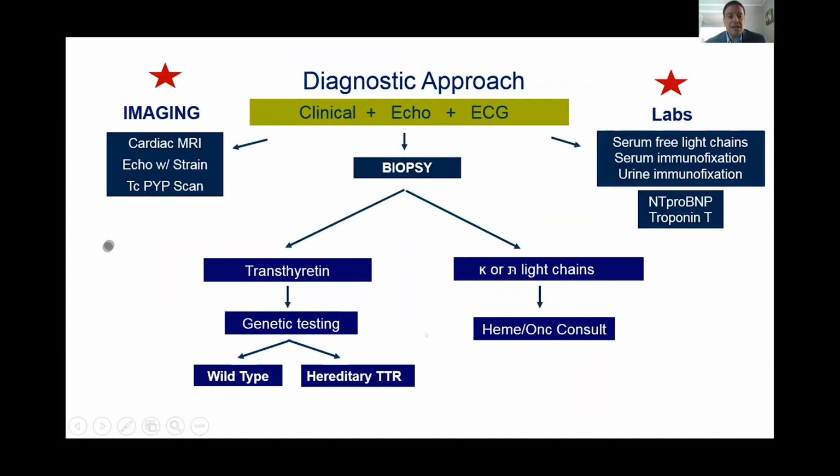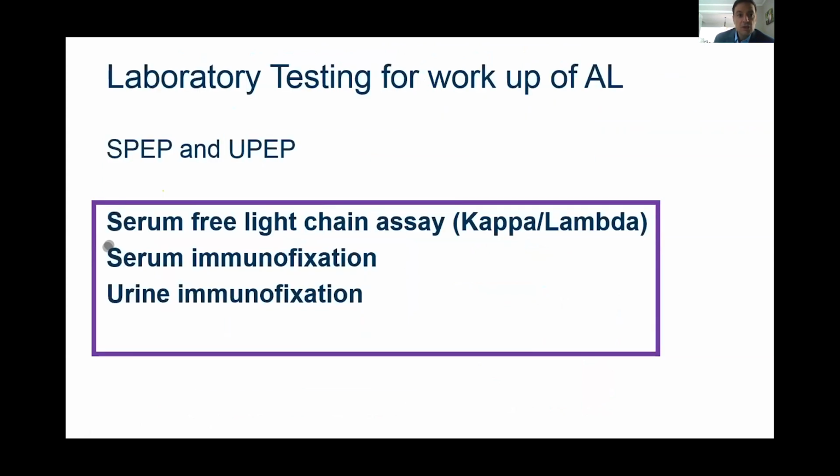However, there is non-invasive imaging and labs that, in a significant number of cases, can obviate the need for a cardiac biopsy if done appropriately. The most important thing: you cannot think of ATTR cardiac amyloidosis without thinking of AL amyloidosis. So there are important blood tests you need to order to rule out AL, which are a serum free light chain assay, and immunofixation of the serum and urine, which was described yesterday in detail.